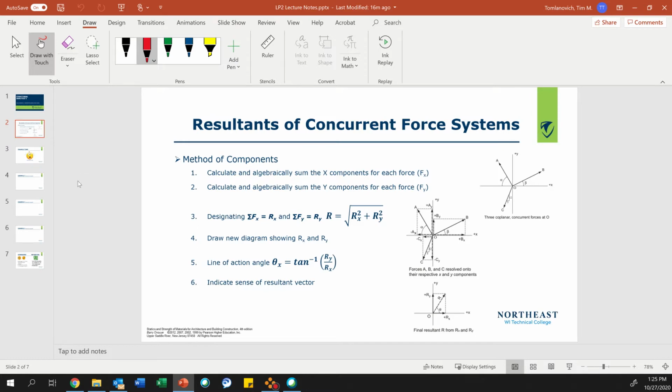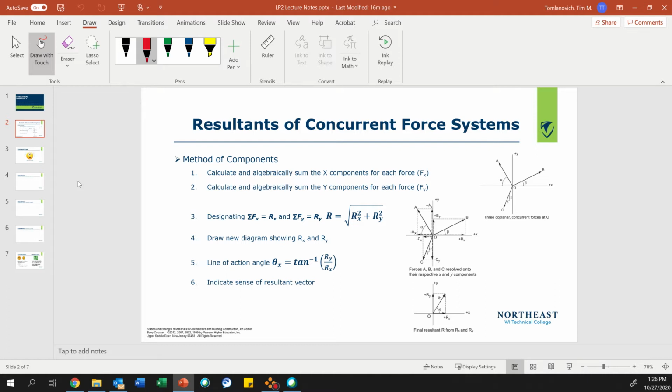Okay, so we are going to determine the resultants of concurrent force system. What is a concurrent force system? A concurrent force system is defined as the line of actions intersect at a common point. So we could have multiple forces acting at a common point in your structure. If you think about bridges, trusses, we have multiple concurrent force systems.